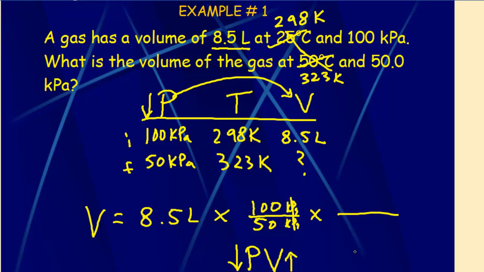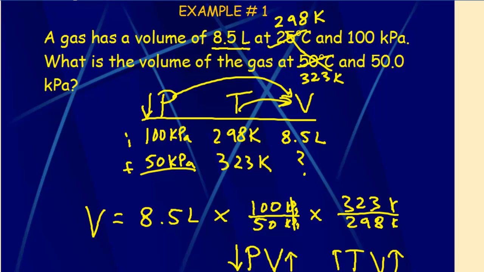So now let's see how the temperature affects the volume. The temperature is going up. When the temperature goes up, the volume will also go up. So again, we're ignoring the pressure because we know what the pressure is. When it went to 323, what happened to the volume? The volume has to go up. So once again, I'm going to put the larger number on the top. Kelvin and Kelvin are going to cancel again. My unit is going to be in liters.